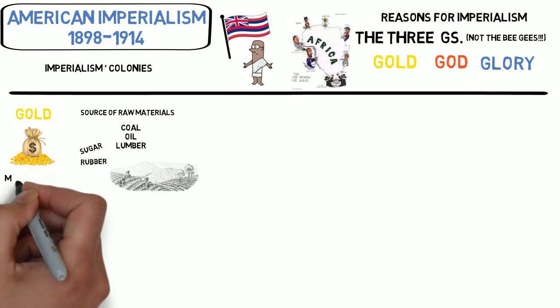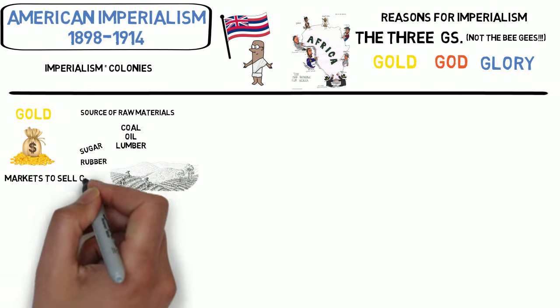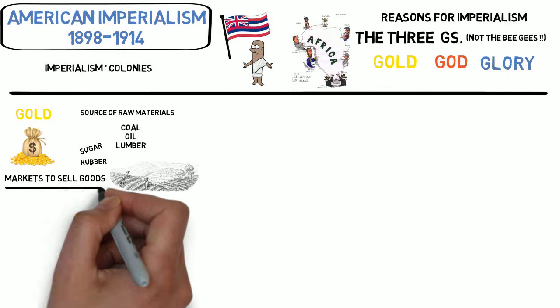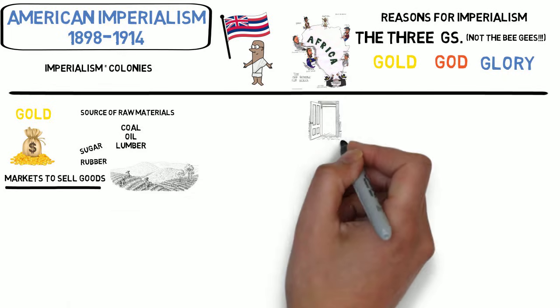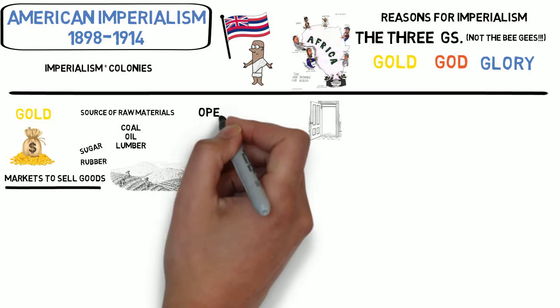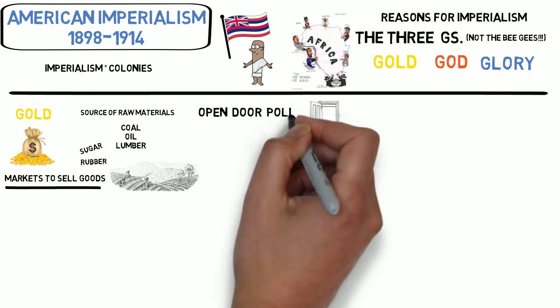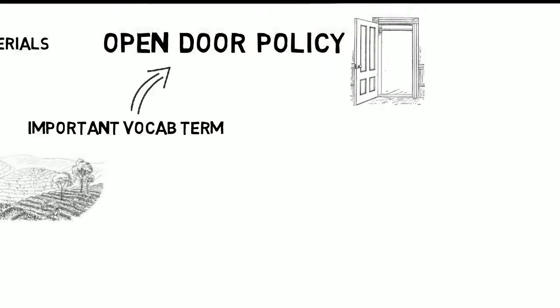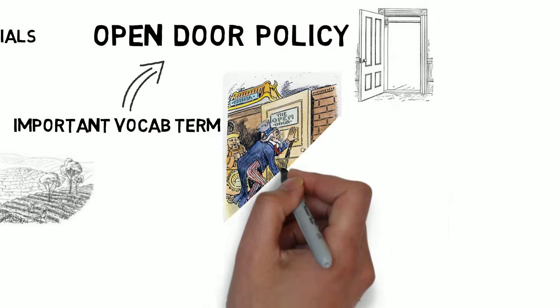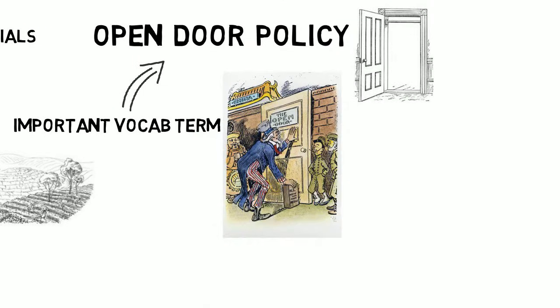Another economic reason for establishing colonies was that the native populations of those colonies were potential markets where the industrial Western countries could sell goods. When, in 1899, the U.S. Secretary of State John Hay announced that the United States would pursue an open-door policy in China, it was because the United States wanted to make sure that European countries did not dominate the Chinese market for Western goods.